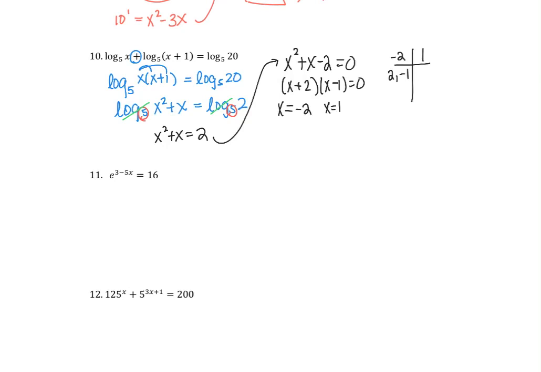And we want to check our solutions again. If I plug in negative 2 into the original equation, I'm taking the log of a negative number, so that's not one of our answers. X equals 1 is the only answer.